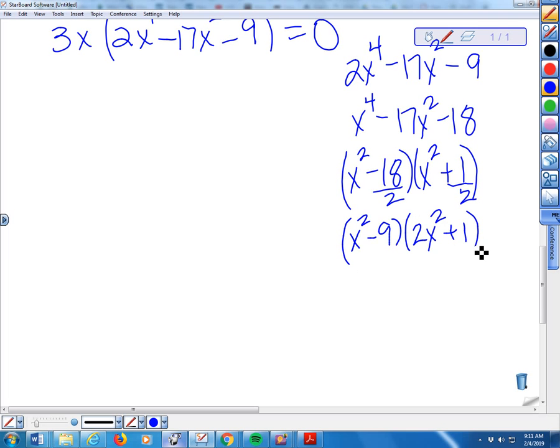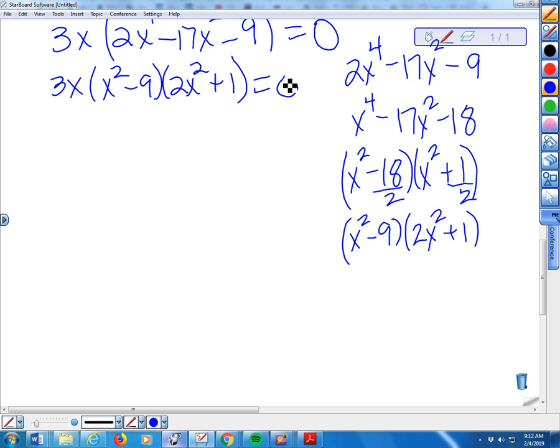Okay, so now I factored it this far: 3x times x squared minus 9 times 2x squared plus 1 equals 0. Is there any other factoring I can do here now? X squared minus 9. I'm trying to break it apart, not put it together. I don't want to put it back in. I'm trying to factor everything out. So how do I factor this?